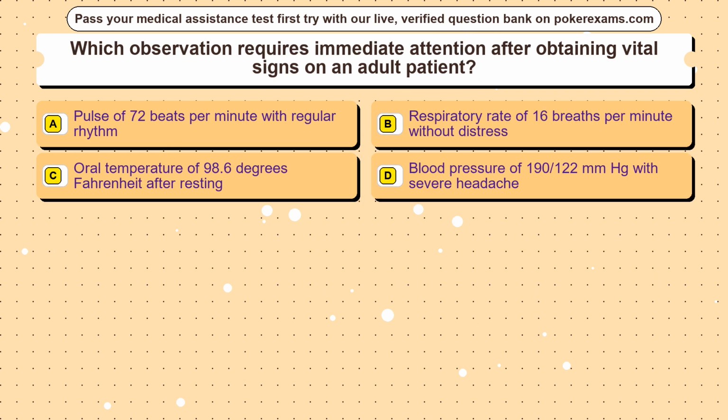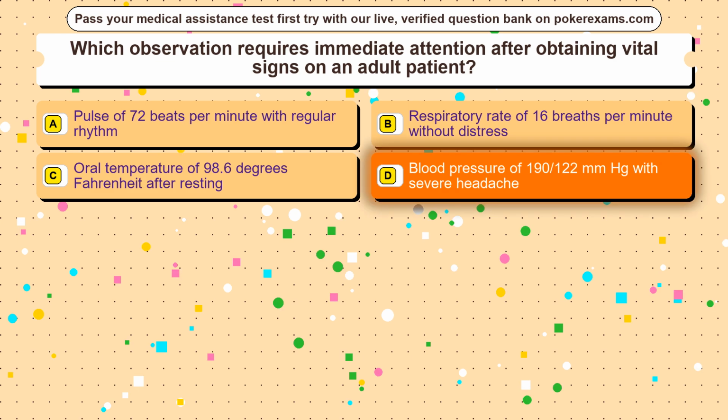Question 64. Which observation requires immediate attention after obtaining vital signs on an adult patient? Option A. Pulse of 72 beats per minute with regular rhythm. Option B. Respiratory rate of 16 breaths per minute without distress. Option C. Oral temperature of 98.6 degrees Fahrenheit after resting. Option D. Blood pressure of 190/122 mmHg with severe headache.